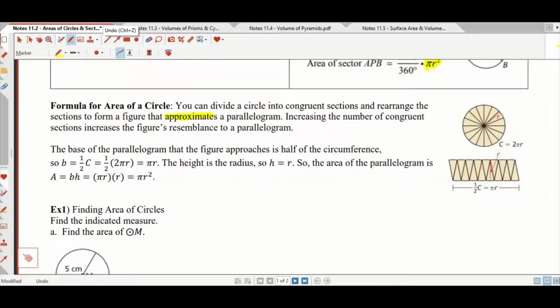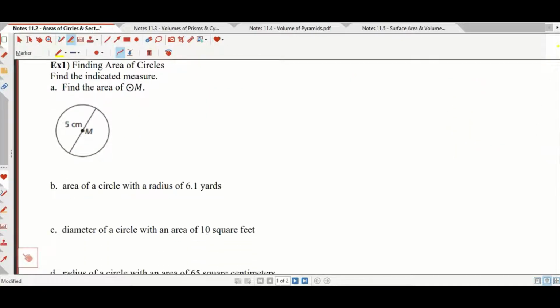Anyway, so the base of the parallelogram figure is half of the circumference, because that's what happens when you take these pieces and arrange them down there, and the height is the radius of your circle. So h equals r. So the area of the parallelogram is base times height, which is 1/2 times the circumference, which is 2 pi times the radius, times the height, the radius, and that gets you pi r squared. Just a little idea of where that comes from.